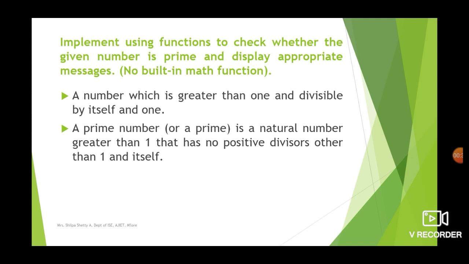So what is a prime number? A number which is greater than 1 and divisible by itself and 1 is a prime number. So a prime number is any number which is greater than 1 and divisible only by itself and 1. A prime is a natural number greater than 1 that has no positive divisors other than 1 and itself. So again it means the same: it is divisible only by 1 and itself.